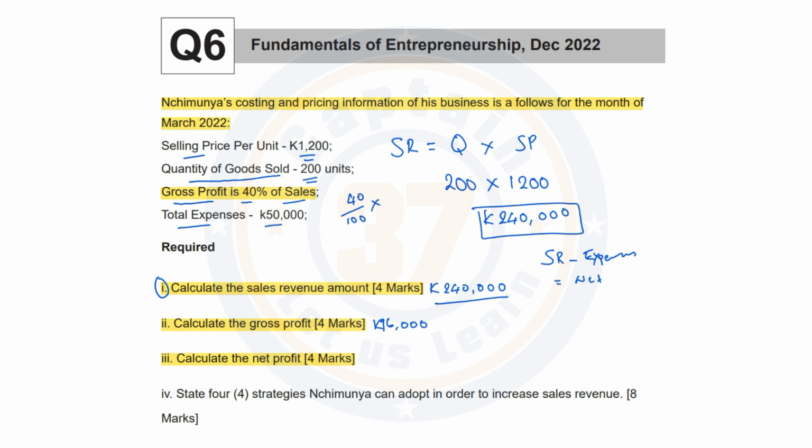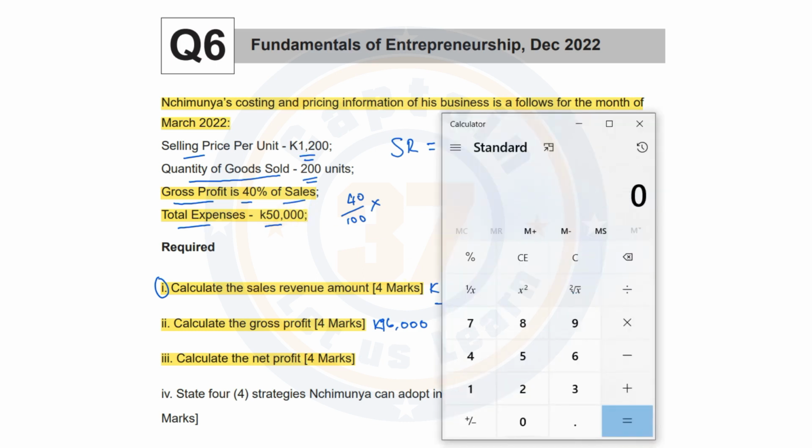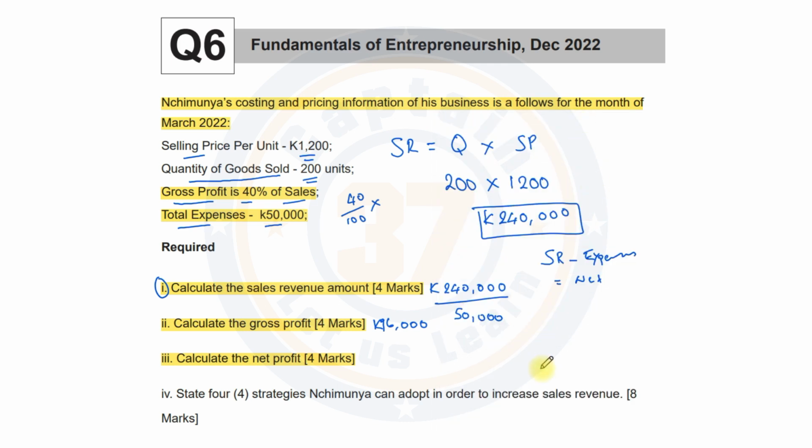From this particular sales revenue, we are supposed to subtract the expenses. And how much are the expenses? They are given right over here, 50,000 kwacha. So it is 240,000 kwacha less 50,000 kwacha. What is this going to give us? Pull out our calculator. It's 240,000 minus 50,000 kwacha. So the net profit is therefore going to be 190,000 kwacha. Let me just confirm. Yes, 190,000 kwacha.